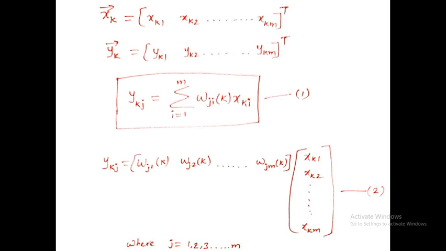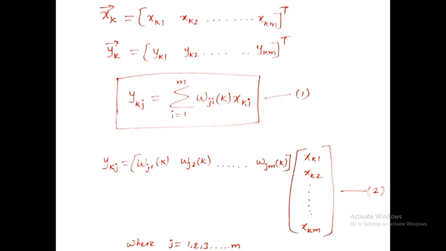Now if you see the total equation, ykj is equal to summation i equal to 1 to m of wji of k into xki. Here i represents 1 to m, because at the input m neurons are there. J represents the output neuron, the jth neuron. And k represents the kth pattern, one particular pattern. For that, if you want to retrieve the output at the jth neuron, the corresponding equation will become like this.